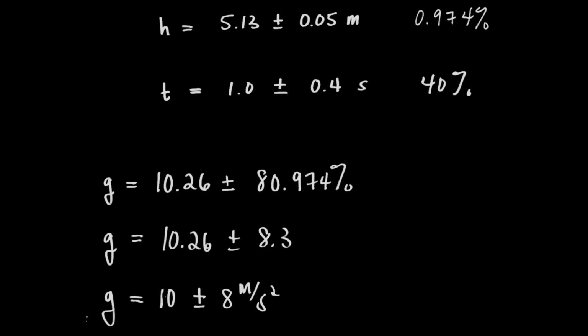So I'm learning a little bit about doing experimental science. But this is not what I want to know. What I want to know is, what is 80.974% of 10.26? 8.3. Well, hang on a second. I can't have all these digits. 5.13 has three significant digits. 1.0 has two significant digits. So my answer can only have two. So I'm going to round it to 10.